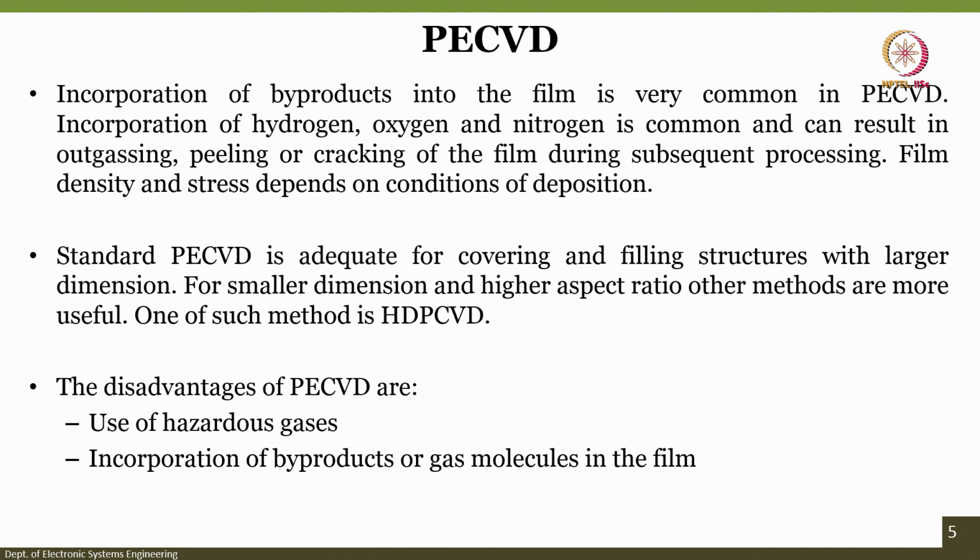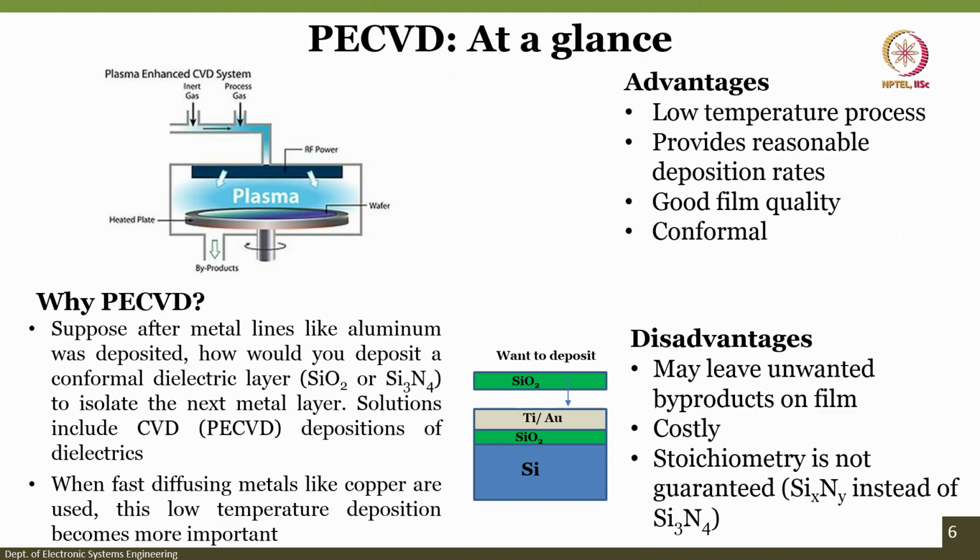The limitations of PECVD are the use of hazardous gases and incorporation of byproducts or gas molecules in the film, right. That is the disadvantage of PECVD. So, now if you want to see PECVD at a glance, a high electric field is applied between two electrodes in the presence of RF frequency 13.56 megahertz. There is an inert gas that goes in, there is a process gas which also goes in with the inert gas, and then there is a heated plate, the byproducts come out, and the wafer is placed one wafer at a time. That is something that we are using with PECVD.